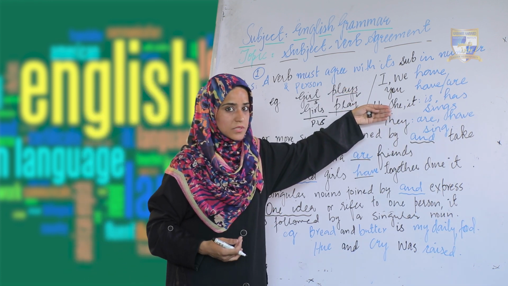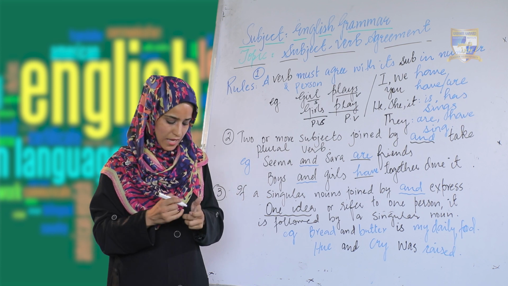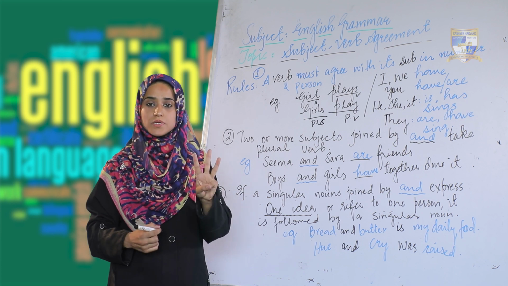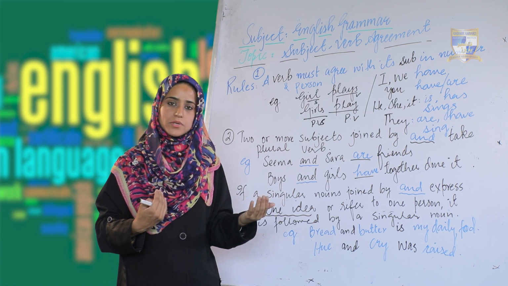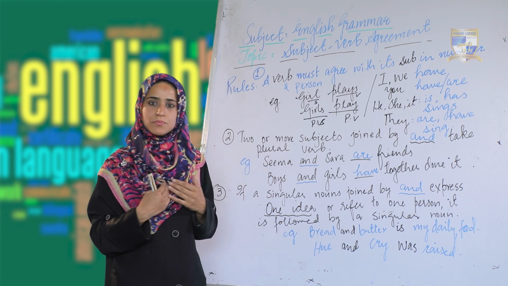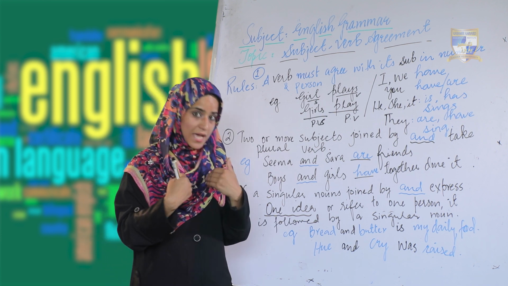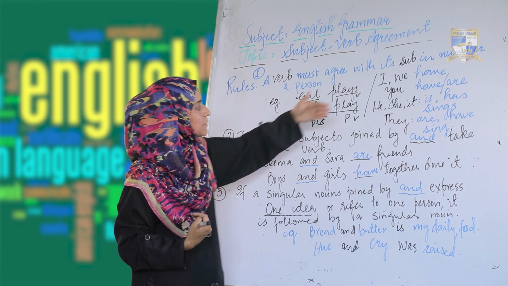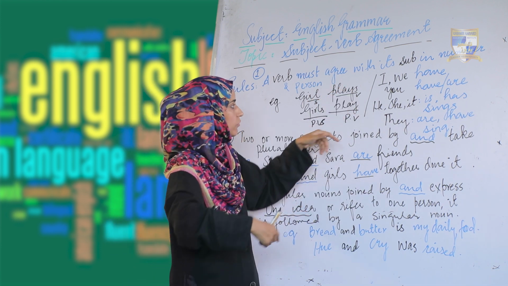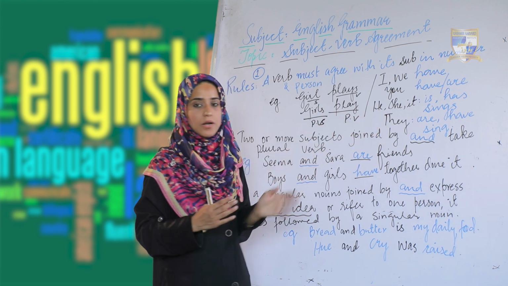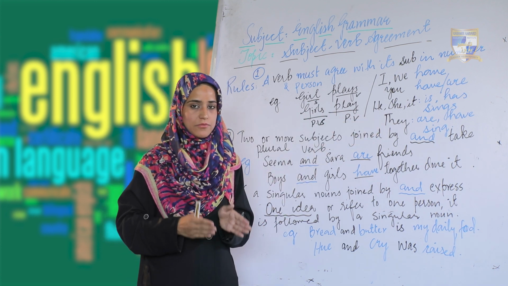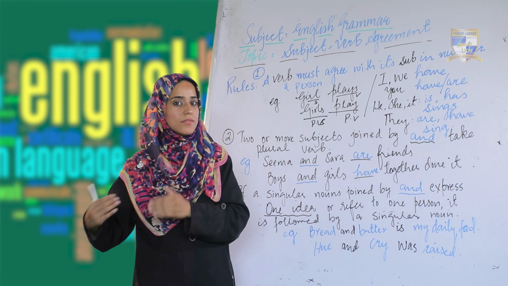Now come to the person. In English grammar, we have 3 persons. First person, second person, and third person. First person means the one who is talking. For example, I, we. And second person is the one we are talking to. For example, you. And third person is the person we are talking about. For example, he, she, it, they.